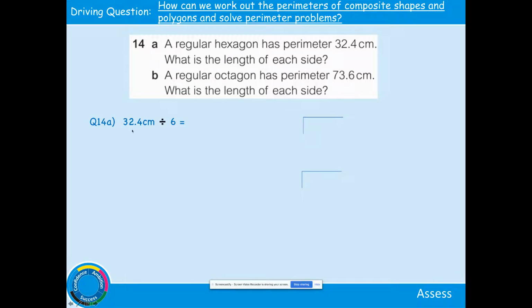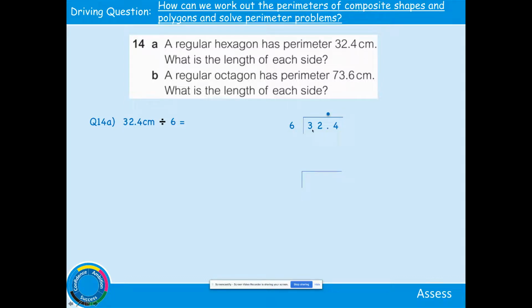Okay, it's not going to work out totally evenly. We've got a decimal involved here, so I'm going to do it over here. So we've got 32.4 divided by 6. So 6 into 3 doesn't go at all. Oh, remember to line up your decimal. Adding, subtracting and dividing, you must line up your decimal first.